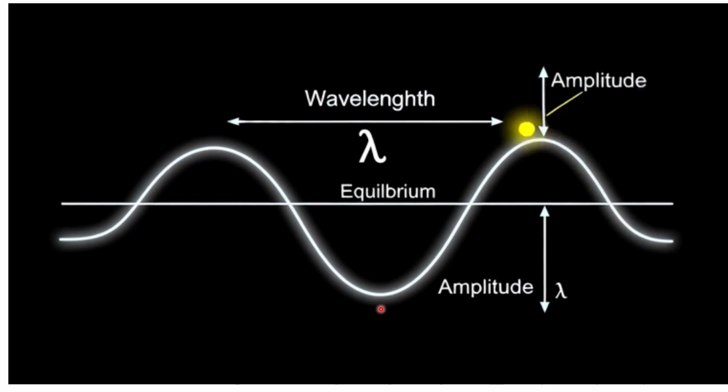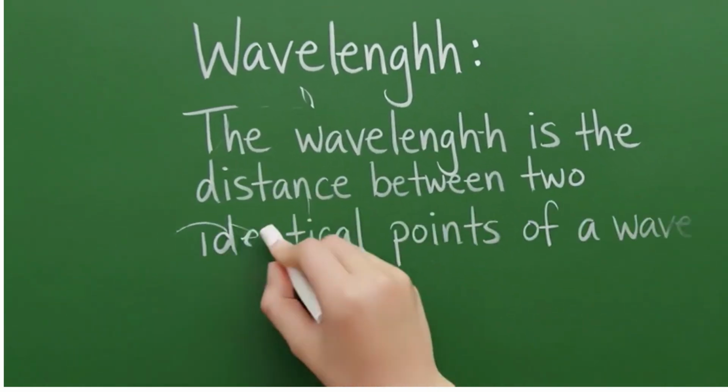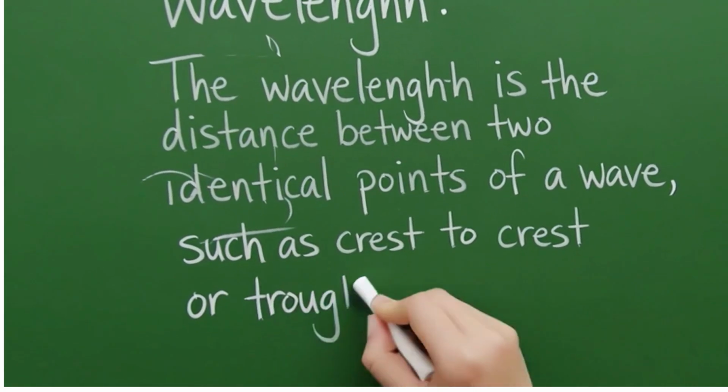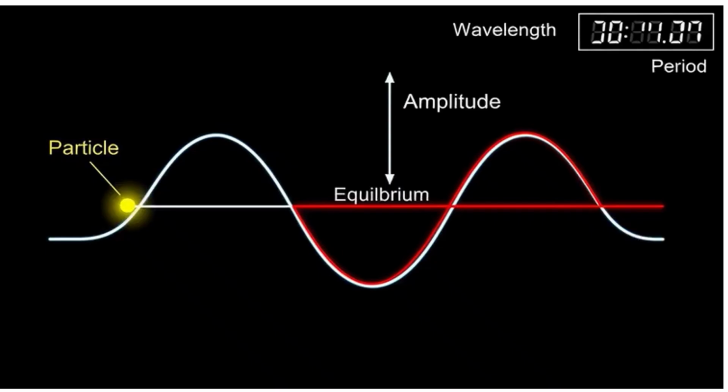Also the distance between negative peaks, this is a negative peak, and again here we have a negative peak. So the distance between two negative peaks or two positive peaks, or two similar points in a wave, is called the wavelength. Here we are going to write down the definition of wavelength. The wavelength is the distance between two identical points of the wave, such as crest to crest or top to top.